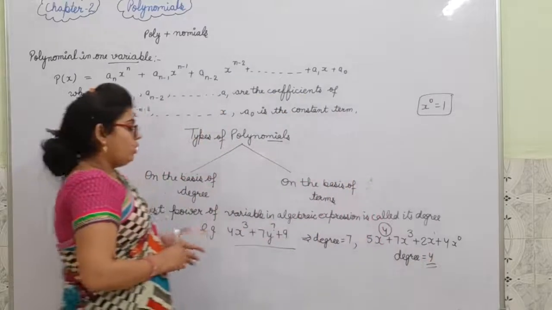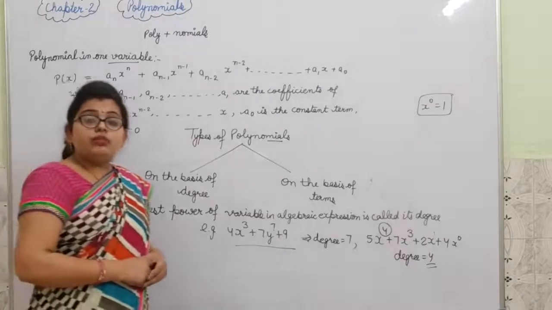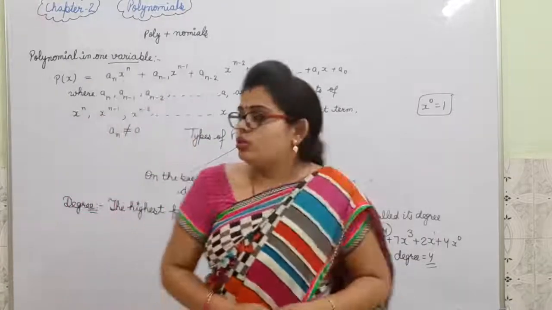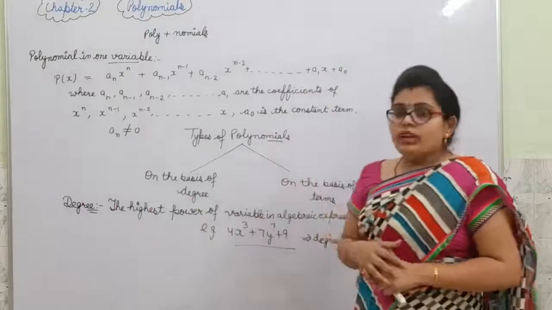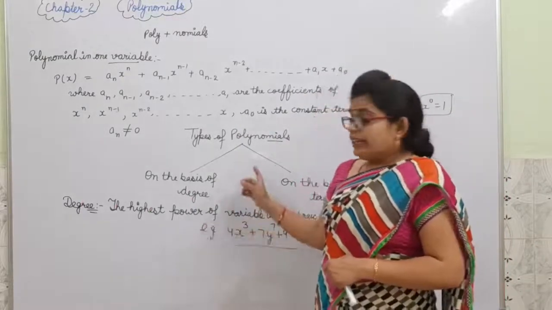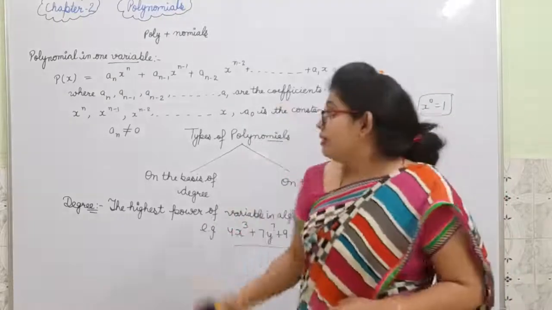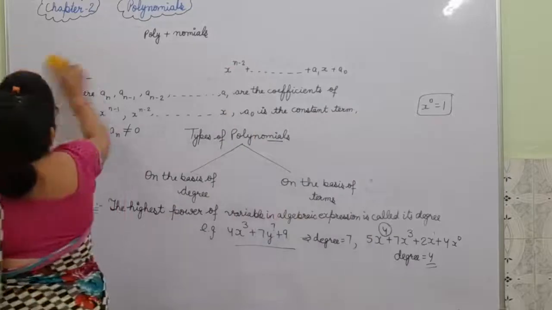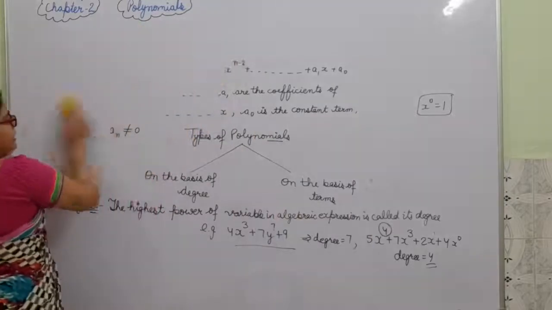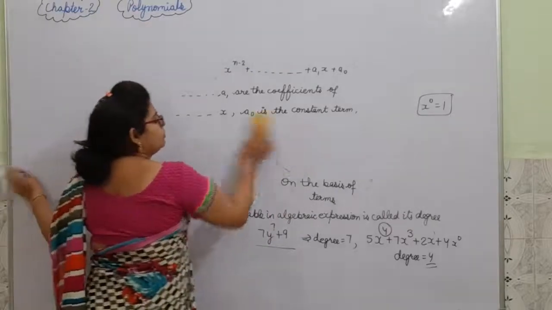I think you have no doubt regarding degree. This degree concept we have studied in our 8th class also. This is about polynomial in one variable and about degree. Now we can categorize polynomials on the basis of degree. How can we categorize? What will we write here? Polynomial on the basis of degree.